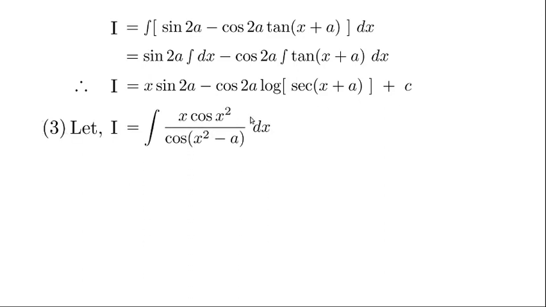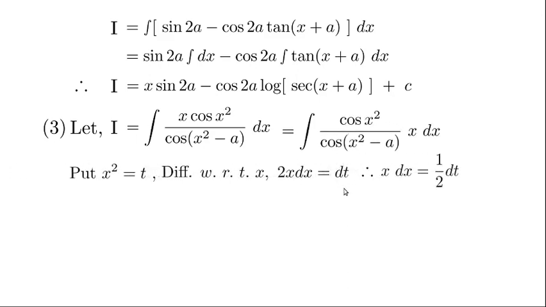So here what we note is x² is the composite part, but we also note that the derivative of x² contains x, so I can bring it by the side of dx here and I can substitute. So we put x² as t, and the derivative gives 2x dx as dt, therefore this x dx is half dt.